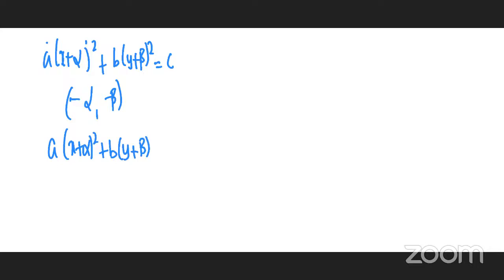In this one, I have to remove the first order terms. For that, I have to shift the origin to minus alpha comma minus beta. So if the given equation is of this form, a into (x plus alpha) the whole square plus b into (y plus beta) the whole square is equal to c, then I shift my origin to minus alpha comma minus beta.